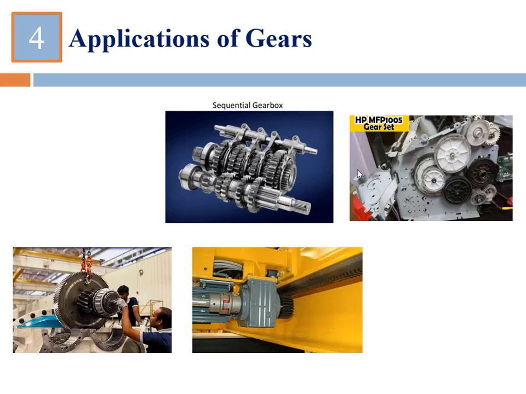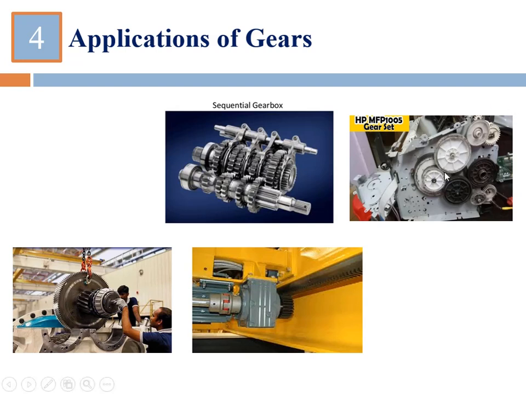In the other case, if this input gear is of a bigger size and the output gear is of a smaller size, then you can see that when this input gear takes one revolution, this output gear will take more than one. That means in that case this output shaft will rotate at a higher speed than the input shaft. So that's how we can increase or decrease the speed of the output shaft just by engaging different pairs of gears having different sizes.